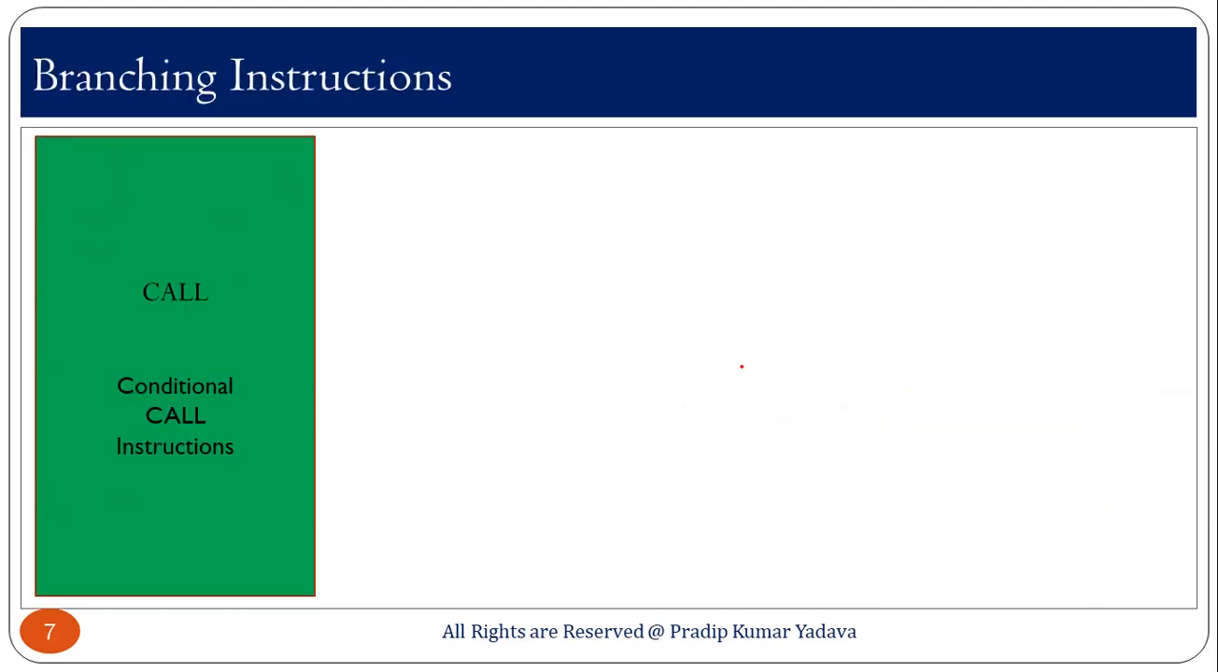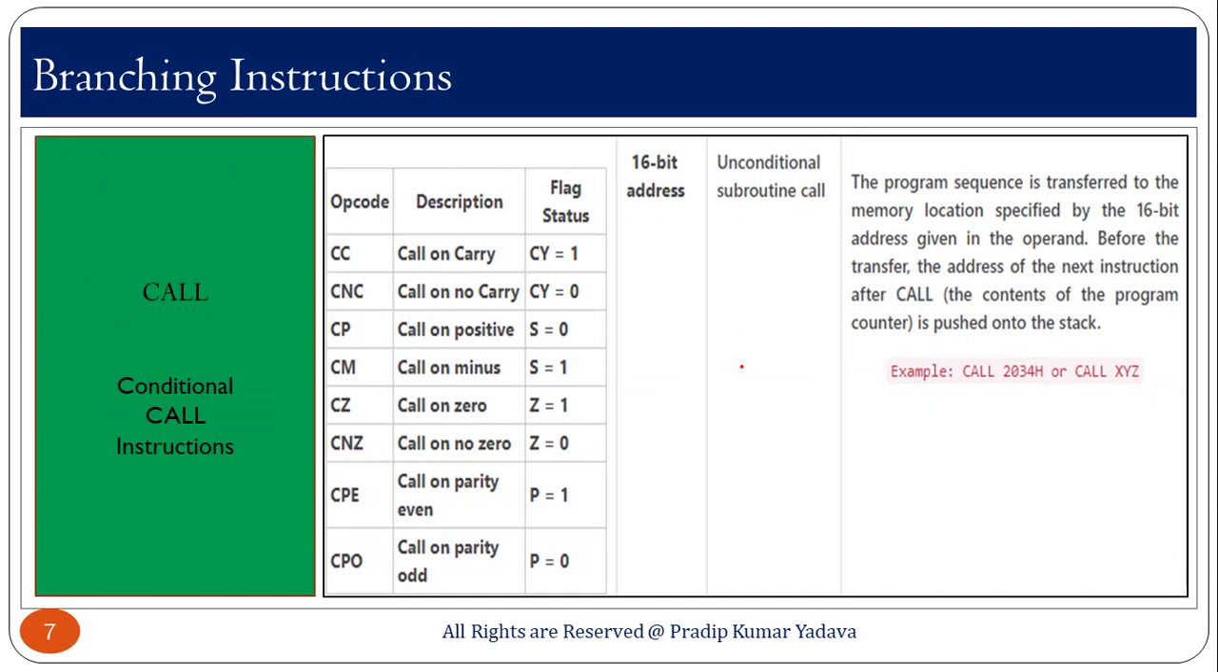But when we are talking about conditions, we have some conditional call instructions: CC, call on carry, if the value of carry is 1 or carry is set; CNC, call on no carry; CP, call on positive; CM, call on minus; CZ, call on zero; CNZ, call on no zero; CPE, call on parity even; and CPO, call on parity odd. We have already talked about jump, and call is the same, because we have the same conditions which we already discussed in jump. That is why I can skip this; I hope you can easily understand.